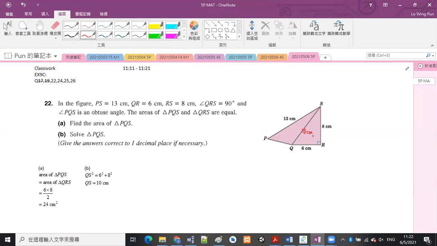We have a formula, half AB sine angle C, right? If 13 is the length A, 10 is the length B, which angle should be the angle C? You know what I'm asking? If 13 is length A, 10 is length B, which angle in triangle PQS should be the angle C? Should be this one. Okay, the included angle, right?